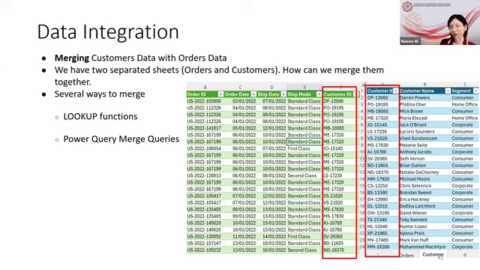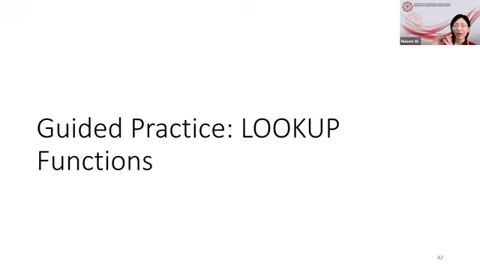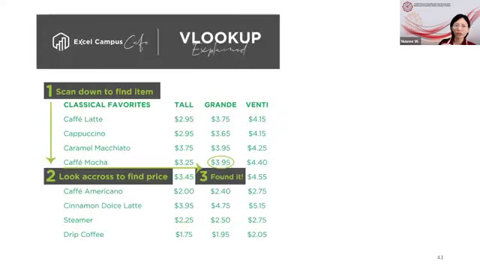So let's look at the first one, lookup functions. Now, when you talk about lookup functions, the first function that comes to mind is VLOOKUP. So has anyone used VLOOKUP before? If you have used VLOOKUP before, just type 1. If you haven't used VLOOKUP before, type 0.